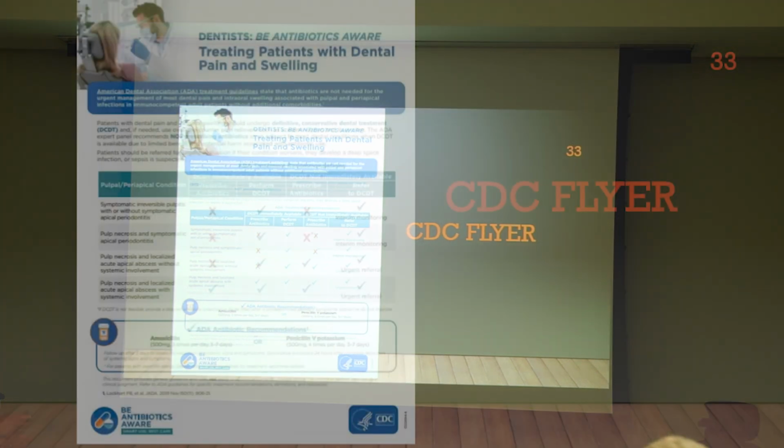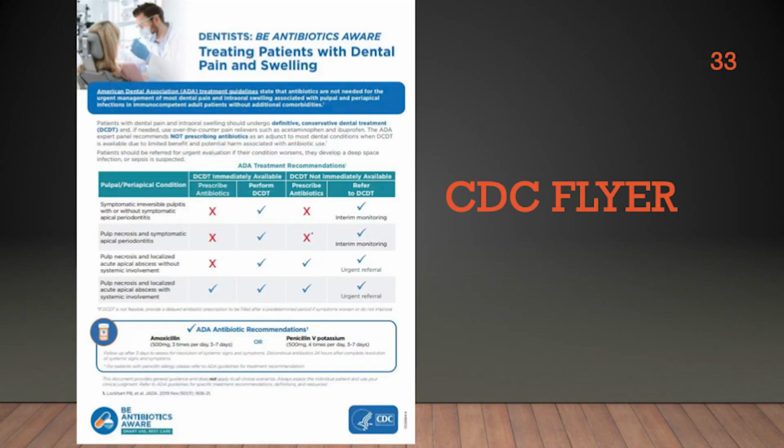So I'm sorry I made this as big as possible. It's still kind of hard to read. But the CDC used the information from the ADA, and I put this one up first. There's another flyer or flow chart after this that will make this a little bit more sense. But DCDT is the definitive conservative dental treatment. So basically that means treat the tooth. So extract, root canal, debride, medicate, or debride and flush.